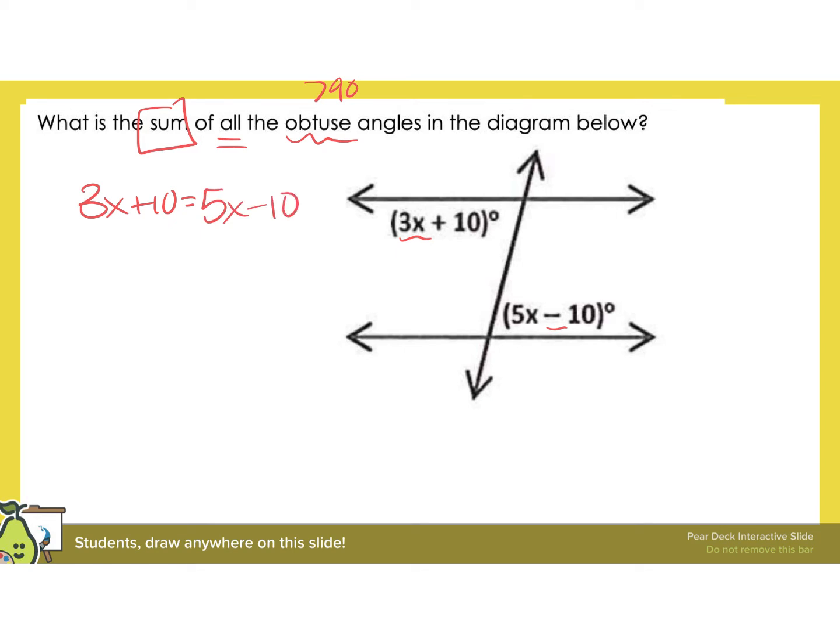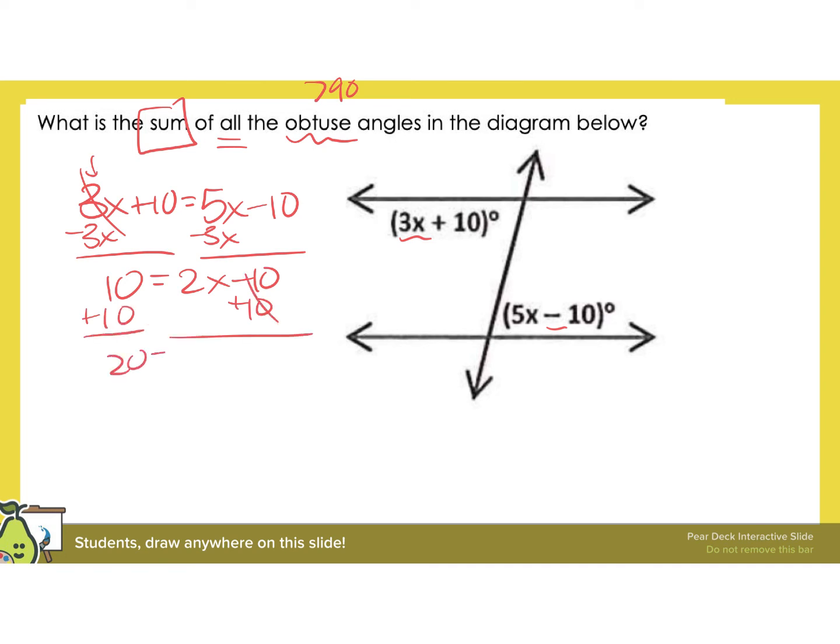I got to get my variables on the same side. I'm going to choose the smaller one and get rid of it. Leaves me with 10 equals 2x minus 10. I need to get my 2x by itself, so I need to get rid of this minus 10 by adding it. So now I have 20 equals 2x. Isolate the variable to get 10 equals x, or x equals 10 if you prefer.